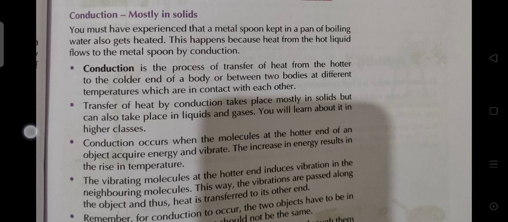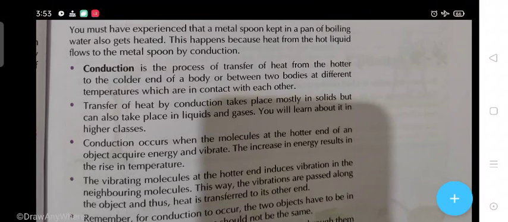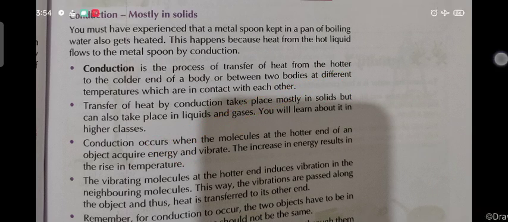Students, the conduction process takes place especially in solids, and the condition is that the objects should be connected to each other, and one part should be hot and another part should be cold. The transfer of heat by conduction takes place mostly in solids but can also take place in liquids and gases, students. You will learn about that in higher classes. Conduction occurs when the molecules at the hotter end of an object acquire energy and vibrate, and the increase in energy results in a rise in temperature.